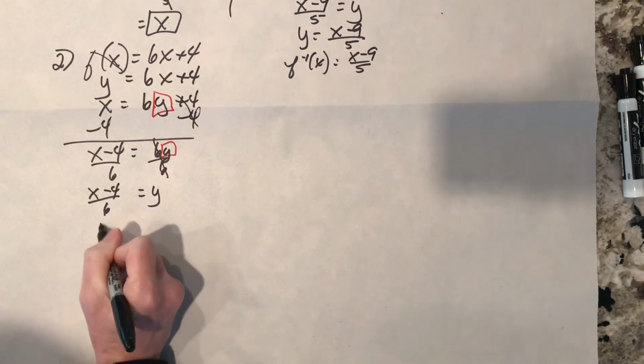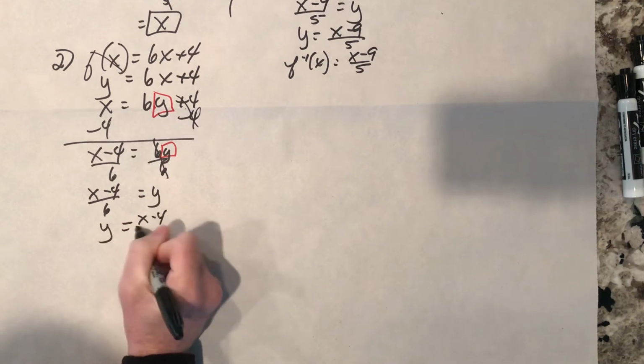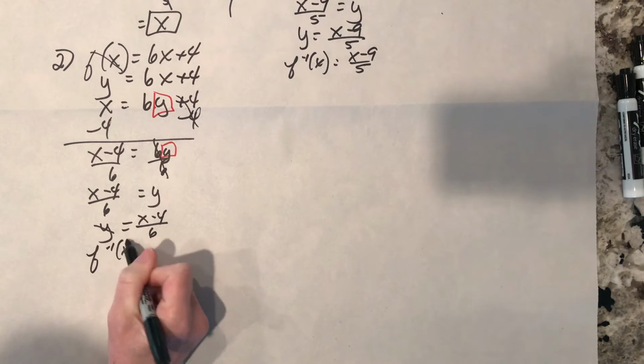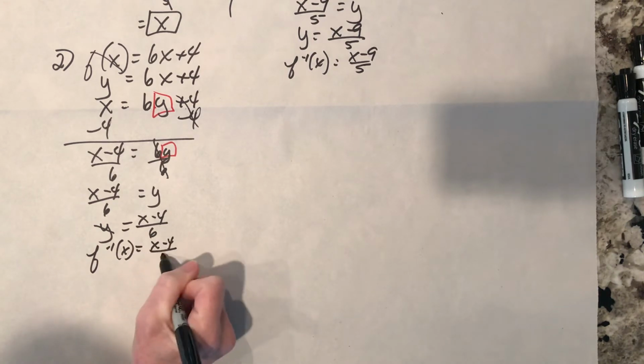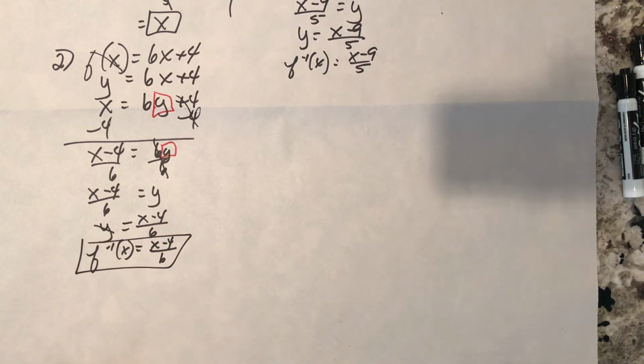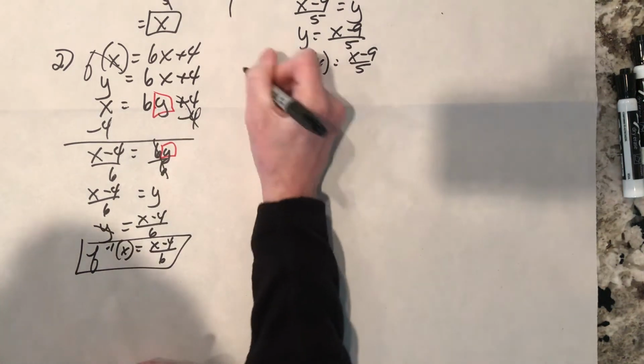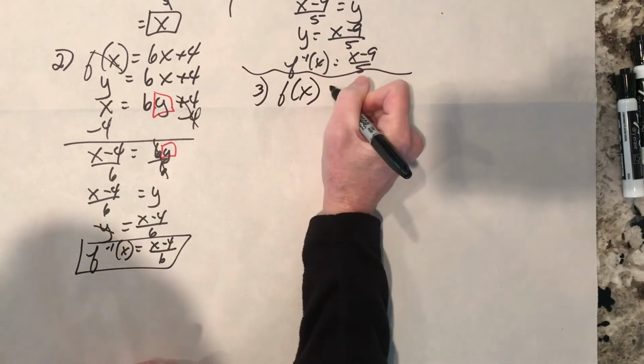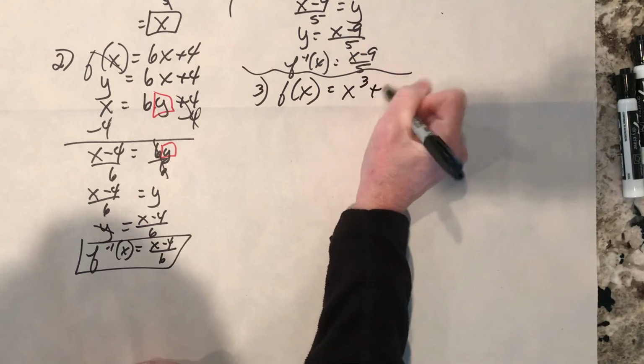Swap these two sides out. And then rename this one the inverse of x. And there you go. Okay, let's do that to these other problems. Let's see, number 3. F of x equals x cubed plus 5.